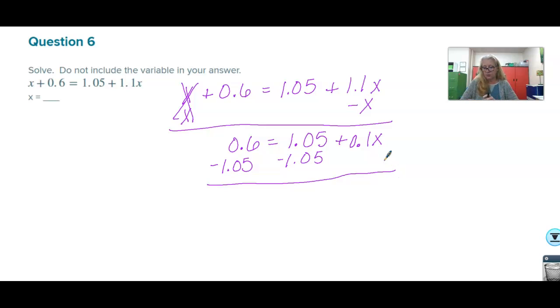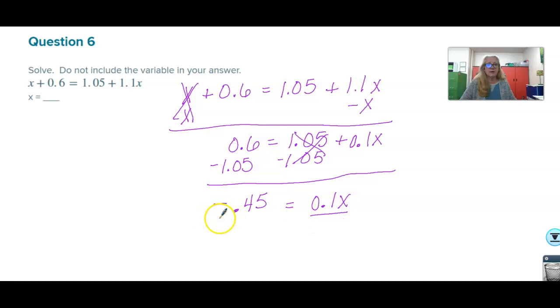0.6 minus 1.05 equals, and I did something wrong. It gave me 104, and that's not right. 0.6 minus 1.05. It didn't take the point last time. Gives me negative 0.45 equals 0.1x, because this is gone now.